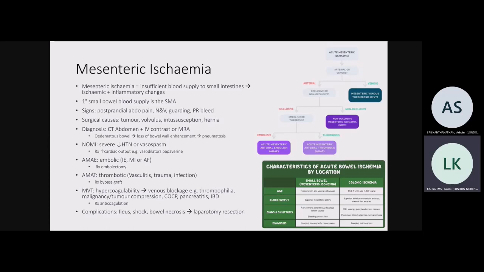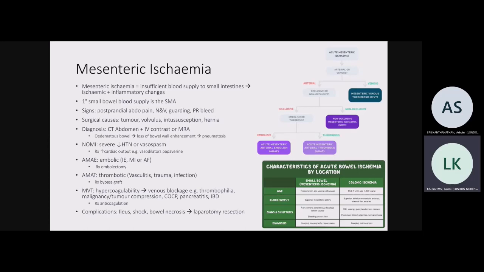hypercoagulation. So that can be either malignancy, potentially even a tumor compressing on the venous system, or if you've got risk factors like taking the combined oral contraceptive pill or having IBD, etc. In the arterial cases, you then look at whether this is occlusive or non-occlusive. If it's non-occlusive, then this may just be due to low blood pressure and vasospasm of the arteries, which can be treated with increasing your cardiac output and giving vasodilators like papaverine or mebeverine.